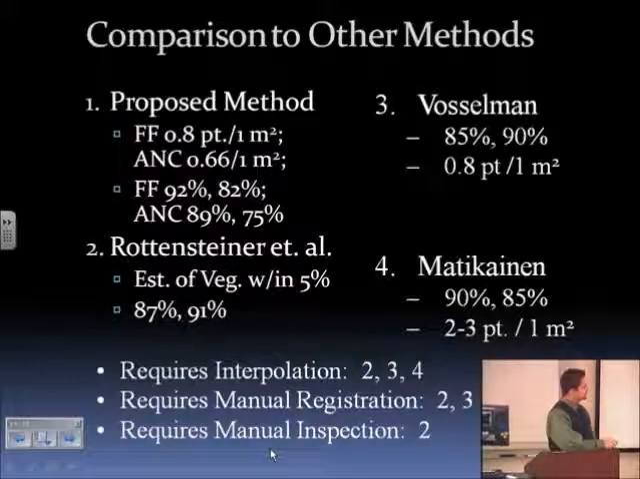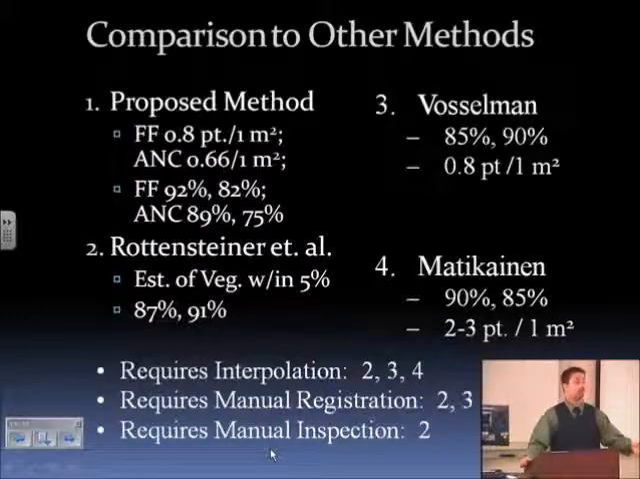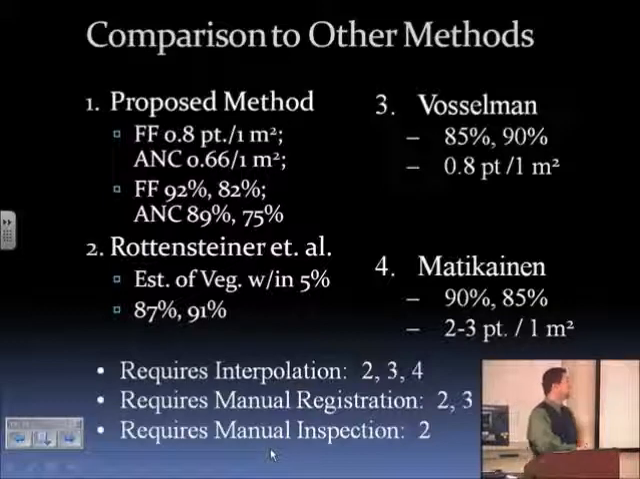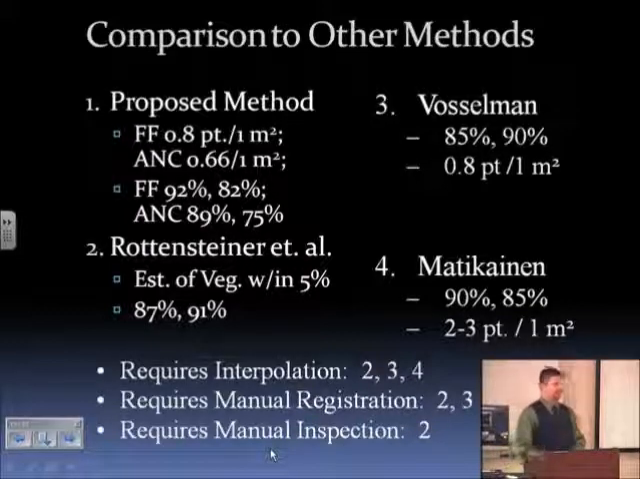The comparisons against Wasselman and Matejnikin can be viewed as a qualitative comparison because they're actually using different data sets than me, so it's not really fair to directly compare to them. However, the comparison to Rottensteiner is directly applicable in terms of the Fairfield data set, because he is using the exact same Fairfield data set for his method.